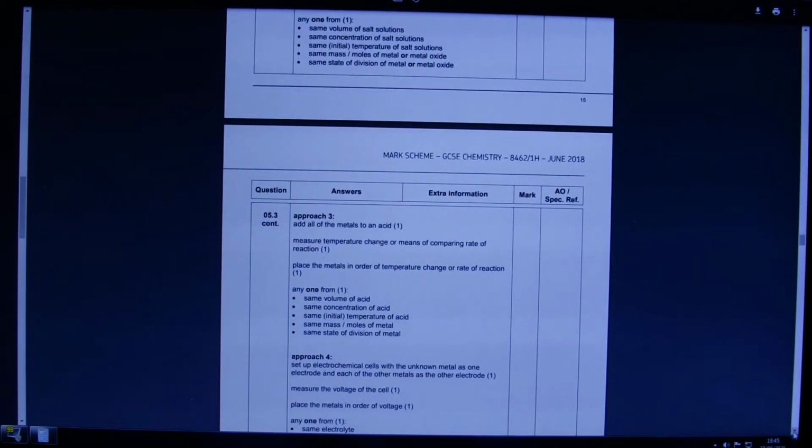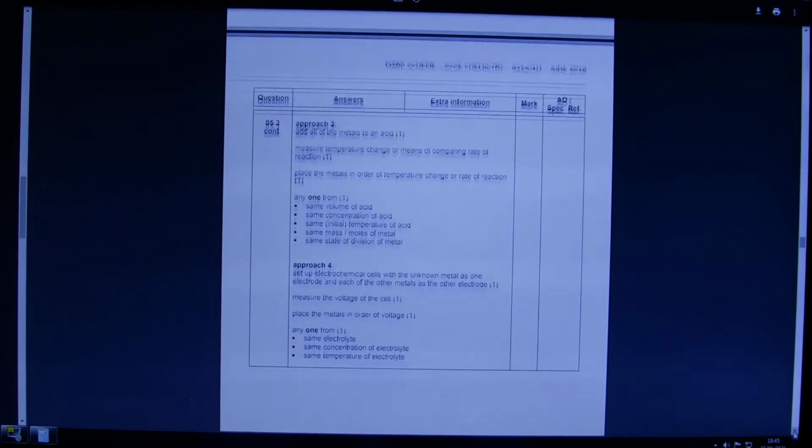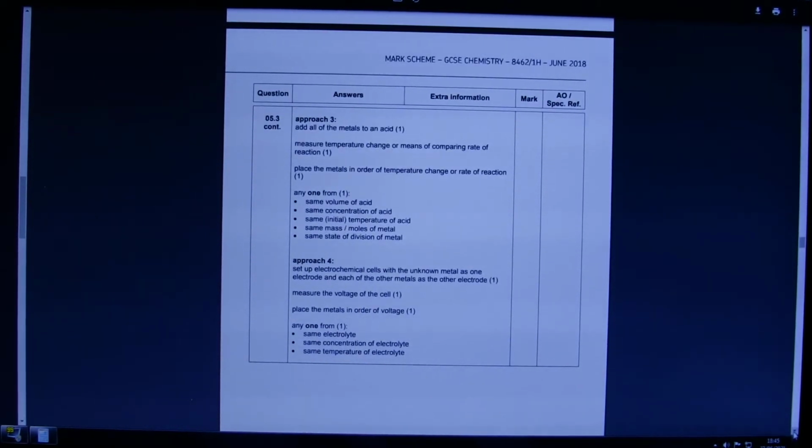Approach 3. Add all of the metals to an acid separately. Measure temperature change, or the rate at which hydrogen comes fizzing out, or some such thing. Place the metals in order with that. Again, the same, yada yada.